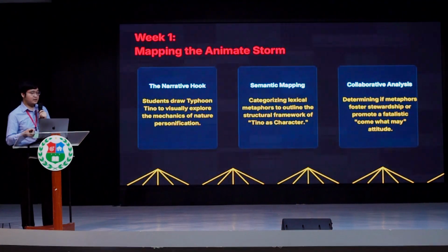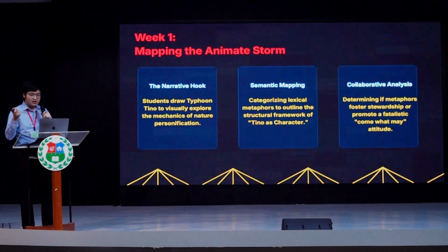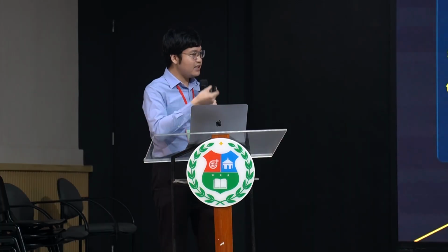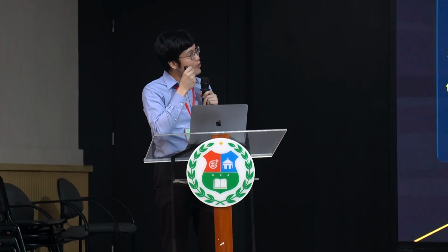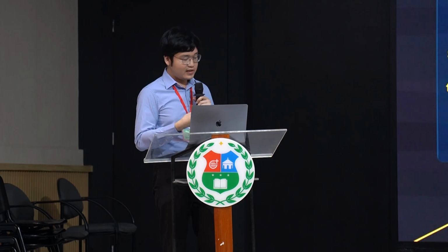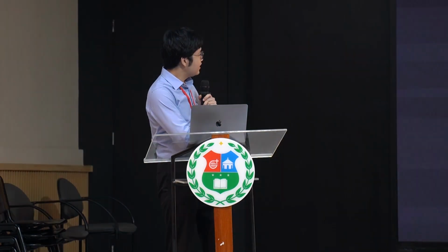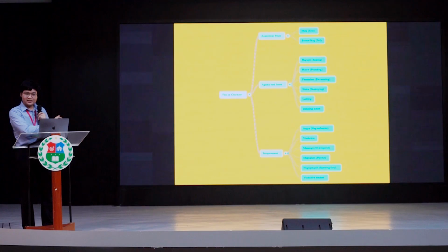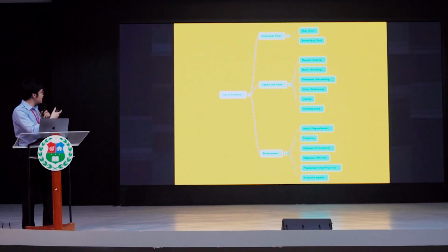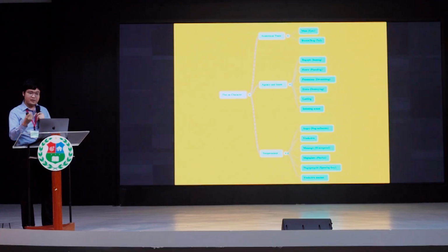Now, going back, we'll also do a semantic map of the animate storm. We categorize Tino as a character, described as often as angry, ill-tempered, and so on, assigning anatomical attributes to it, such as here. I'm not sure if you can see it. But basically, you assign anatomical traits like it has eyes, a tail, it has agency, it can lash, it can initiate action, it has temperament, it can be angry, it can be vindictive, and so on and so forth.